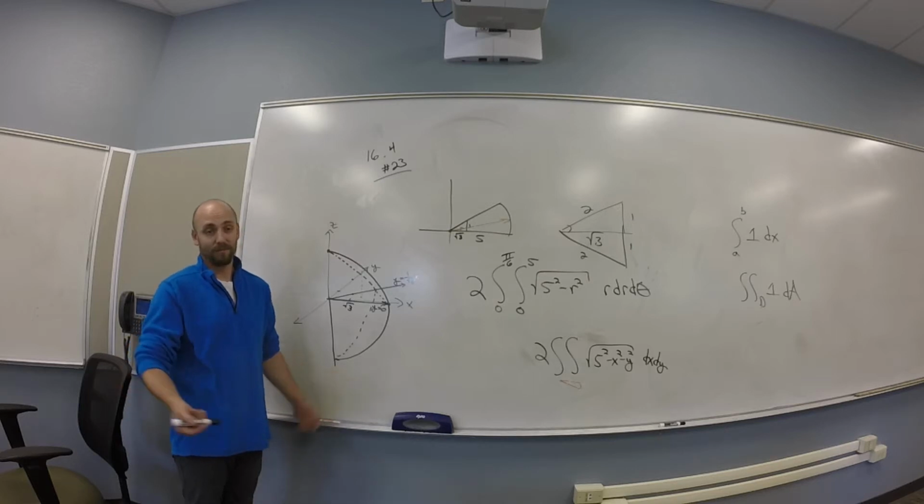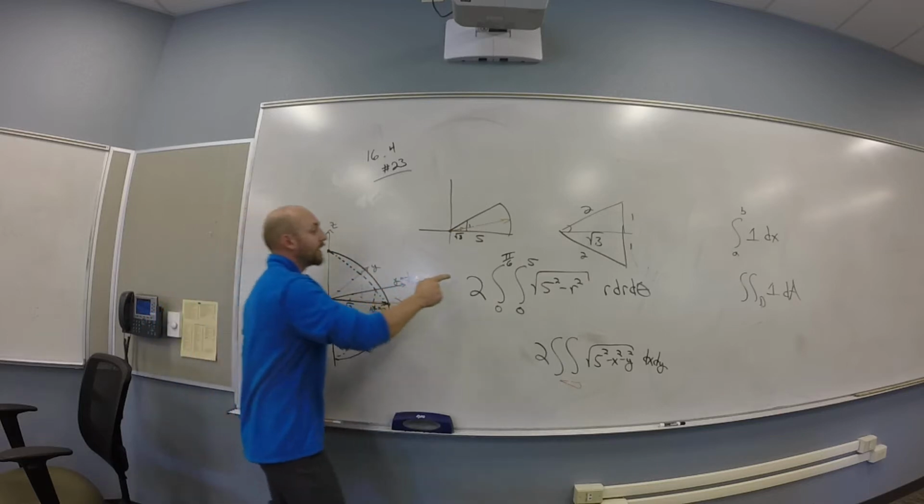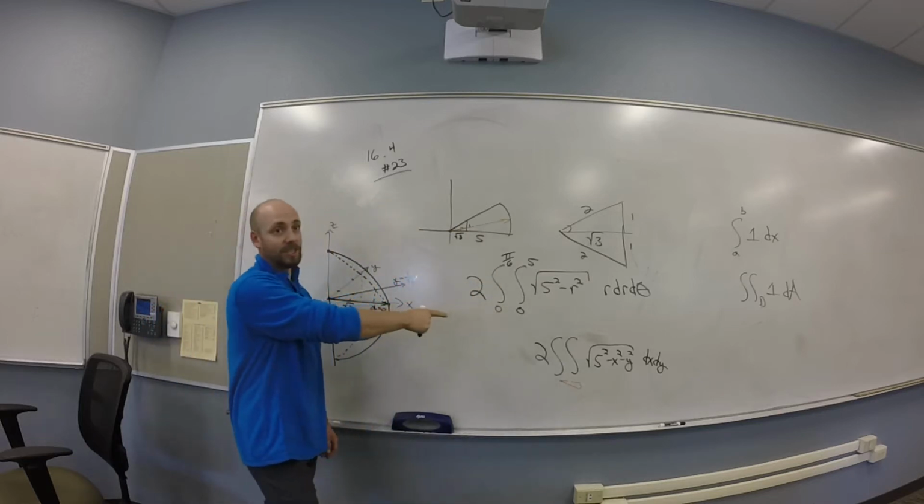Cylindrical does cylinders really easily. But with cylindrical, all you have to do is add on the z, so wouldn't that necessarily be easier for this problem? Yeah, it wouldn't be a lot harder than what we just did.